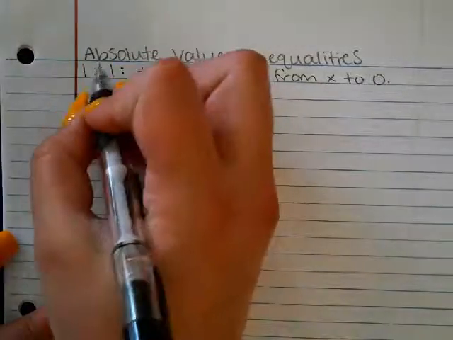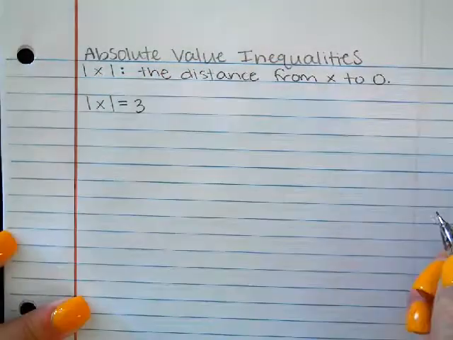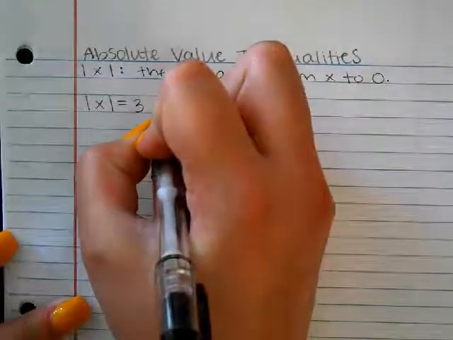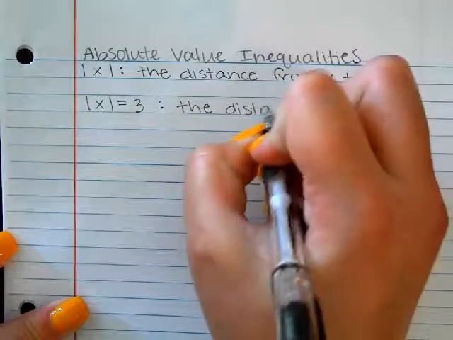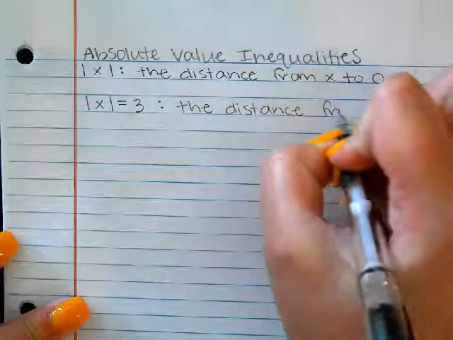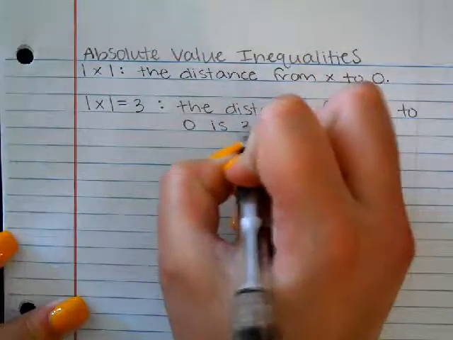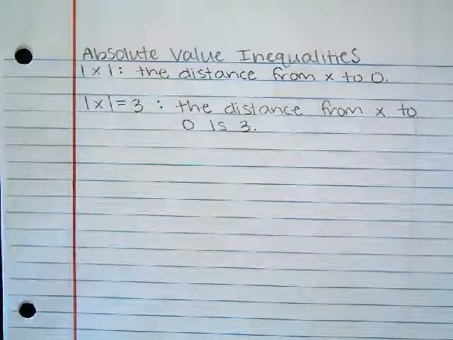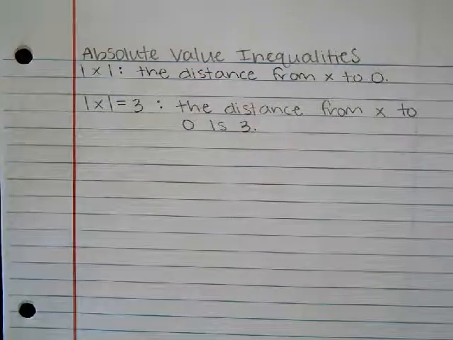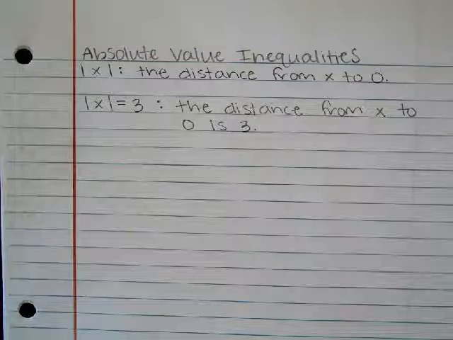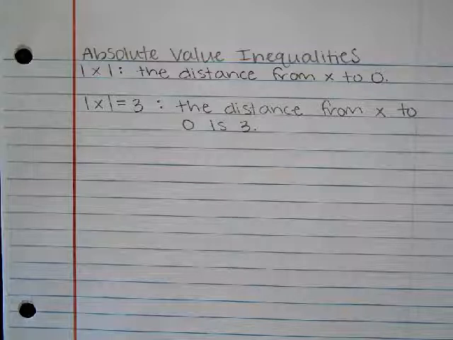All right. Now, if I say the absolute value of x equals 3, then what I am saying is the distance from x to 0 is 3. And I'm saying it's exactly 3. It is a distance of 3 from 0. So that means it's positive 3 and it's negative 3. It's two answers, right? The distance of 3 from 0. It's positive 3, it's negative 3.